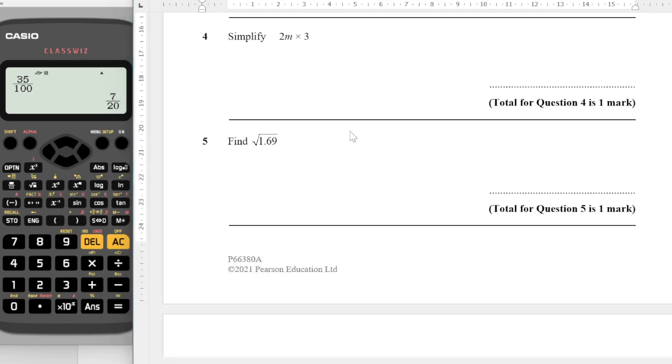Okay, question 4. Simplify 2m times by 3. So 2m times by 3. Well, 2 times 3 is going to be 6. So we've just got 6m.